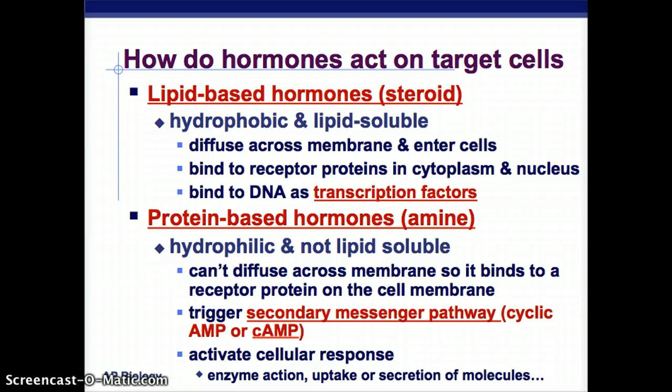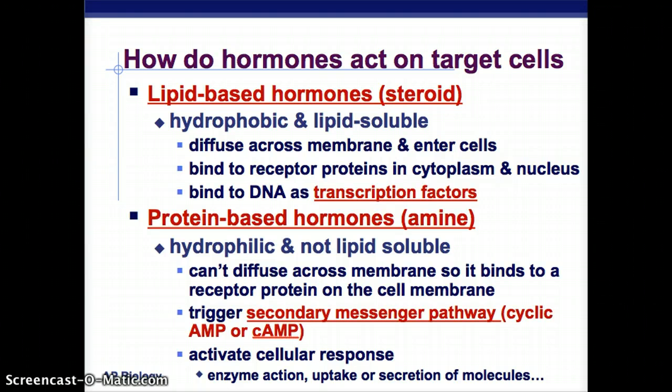So how do hormones act on target cells? Well, if you're a lipid-based hormone, like a steroid, then you're hydrophobic and lipid soluble. So you don't like water and you do like fat. You'll dissolve in fats, so it will be able to diffuse across the membrane and enter the cells. Once it's in the cell, it binds to a receptor protein in the cytoplasm or the nucleus, and then it binds to DNA as a transcription factor and creates proteins.